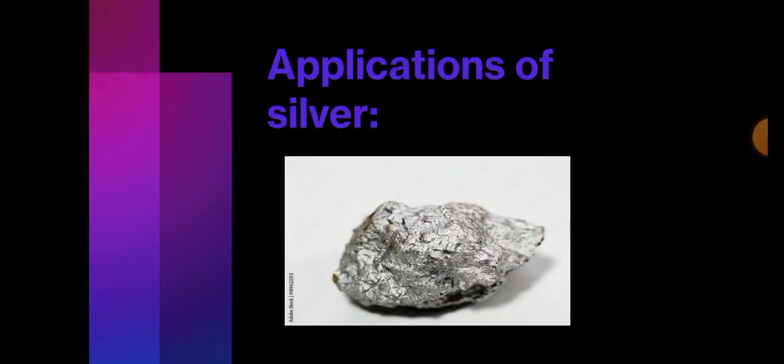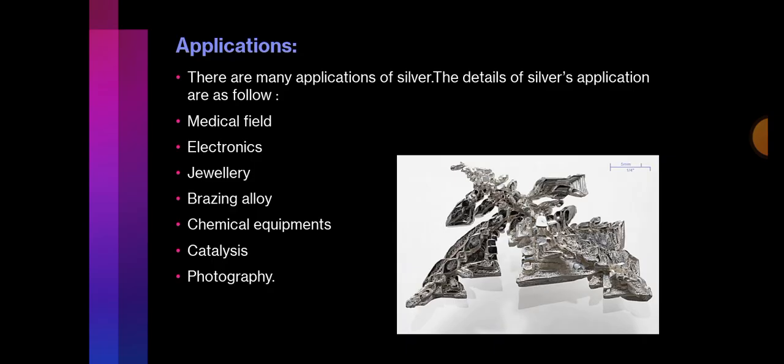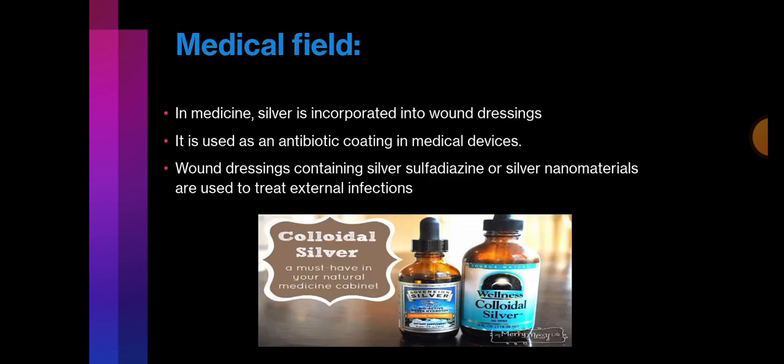Applications of silver. There are many applications of silver. The details of silver's applications are as follows: medical field, electronics, jewelry, silverware, chemical equipment, catalysts, photography. Medical field. In medicine, silver is incorporated into wound dressings. It is used as an antibiotic coating in medical devices. Wound dressings containing silver sulfadiazine and silver nanomaterial are used as treatment of external infections.